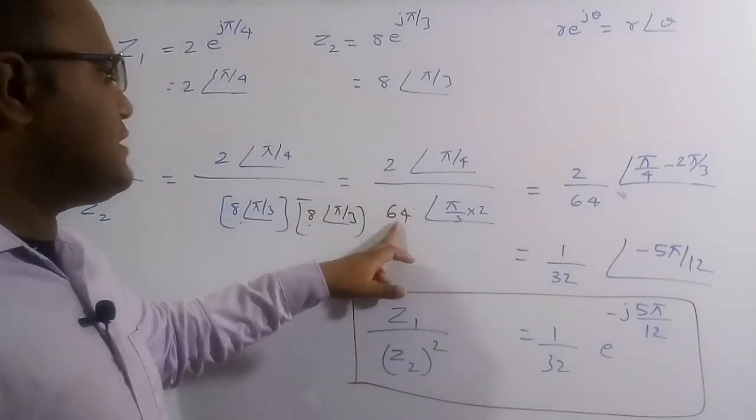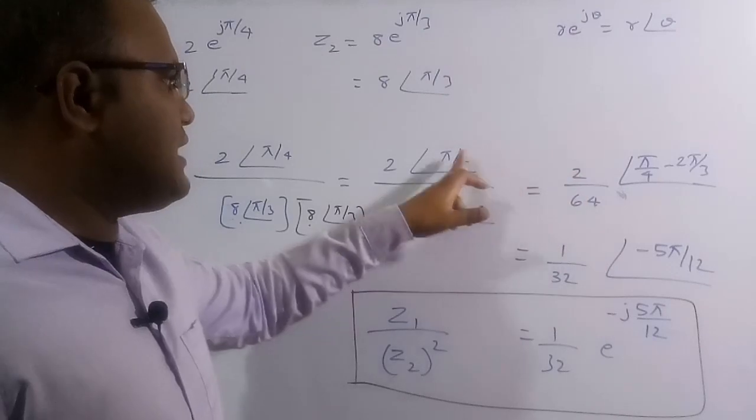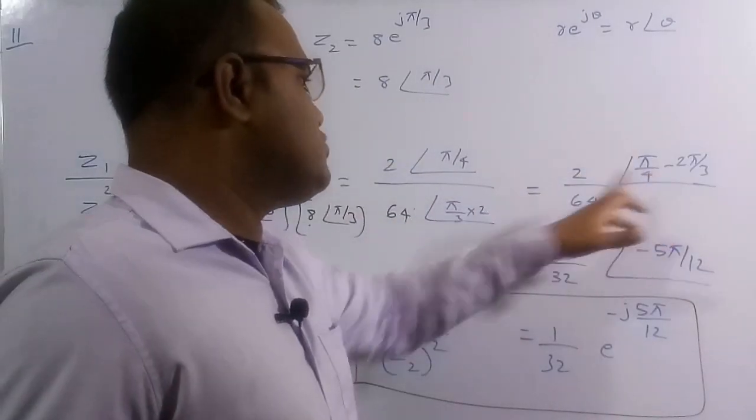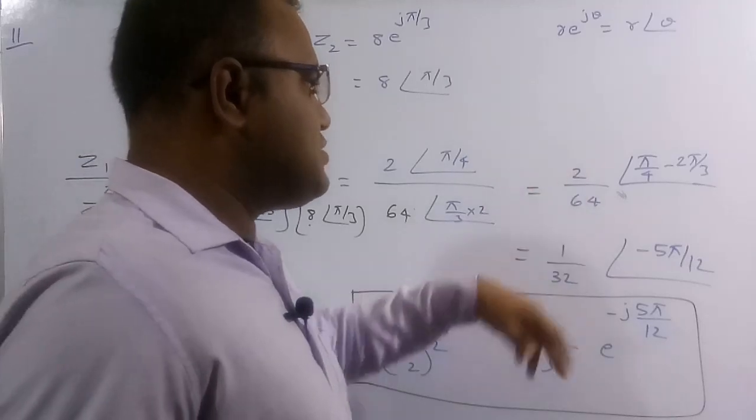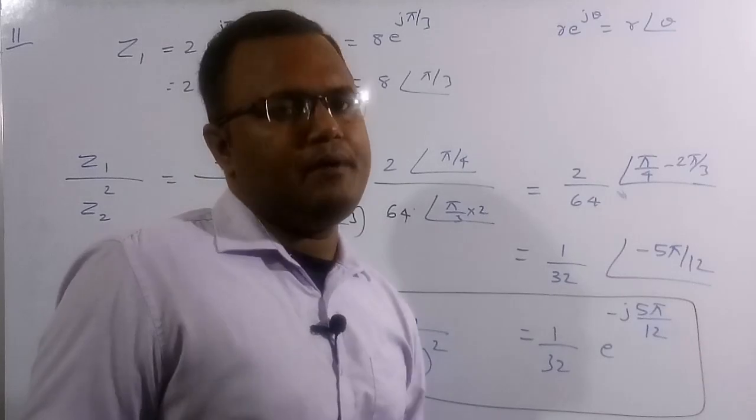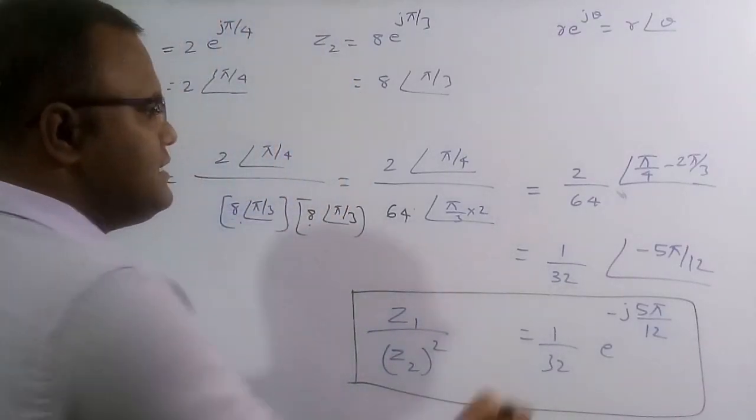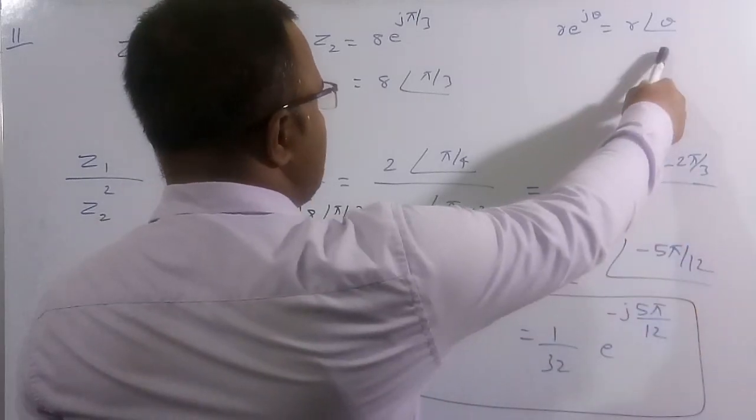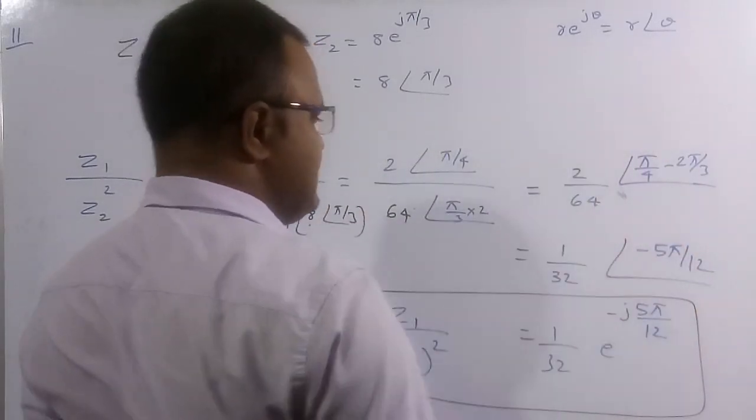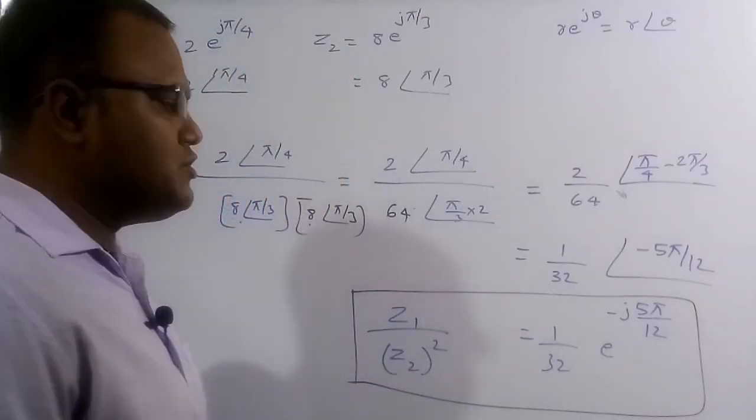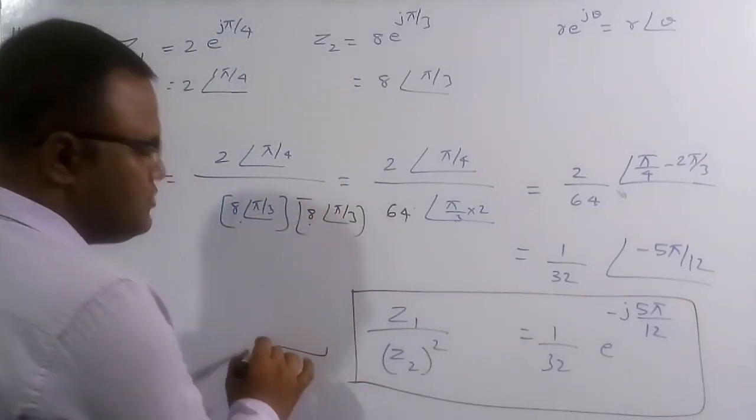So therefore 2 by 64, this is the magnitude part, and for this angle part, if this angle goes to the upper side, it will become negative. So therefore pi by 4 minus 2 pi by 3. So 2 by 64 is 1 by 32, and pi by 4 minus 2 pi by 3 is minus 5 pi by 12. So here this is r at an angle of theta, and theta is negative. So r at an angle of theta is equal to r into e to the power of j theta. So therefore 1 by 32 into e to the power of minus j 5 pi by 12. So this is the correct solution of this question.